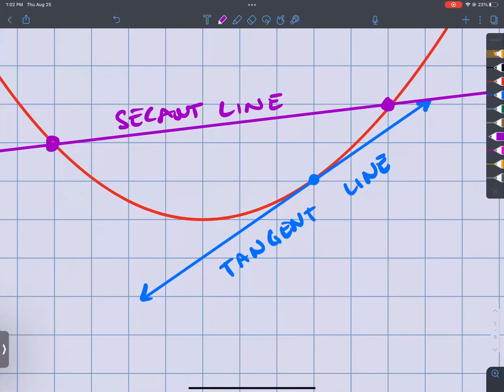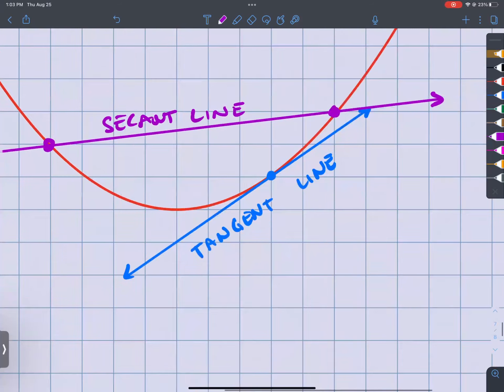Now, it's a lot easier for me to find the equation of a secant line than the tangent line. Why? Because I have 2 points. And to write an equation of a line, I need a point and a slope. So if I have 2 points, I already have a point, and with those 2 points I can find my slope. Therefore, I have all the information I need.